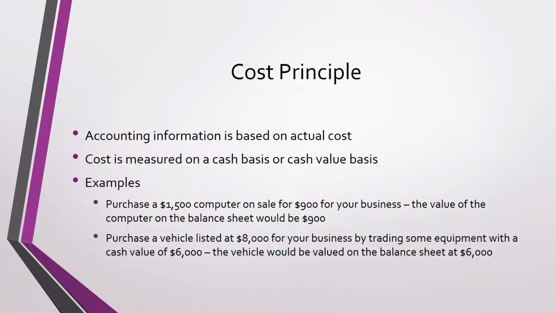Our first principle is the cost principle. This principle dictates that accounting information is based on actual cost, and cost is measured on a cash basis or a cash value basis. So for example, if you purchase a $1,500 computer on sale for only $900 to use in your business, the value of that computer on your balance sheet would be only $900 because that is the actual cost that you paid for the computer.